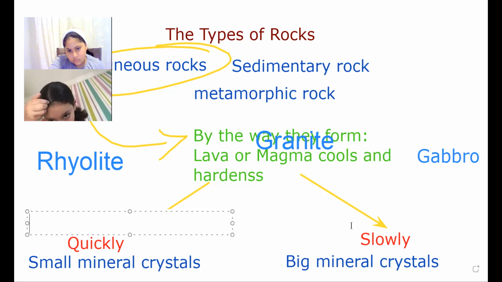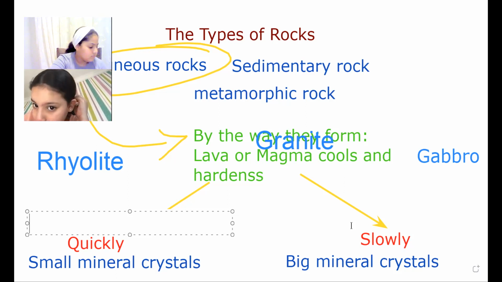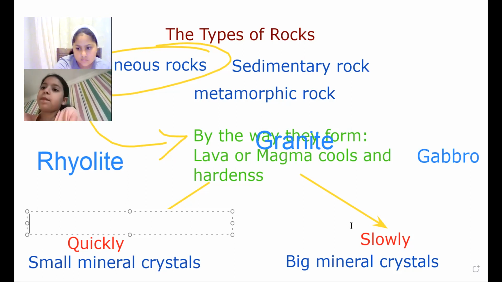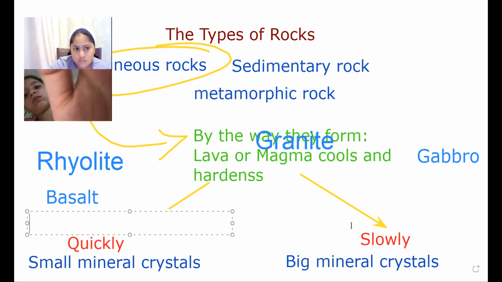The quick ones? Only rhyolite? Look at the pictures in your book. Basalt? Excellent, the basalts. Very good. And where can you find the basalts? Look at the picture in your book, not here. It's not on the screen. Yes, I found it. Where can you find the basalt?